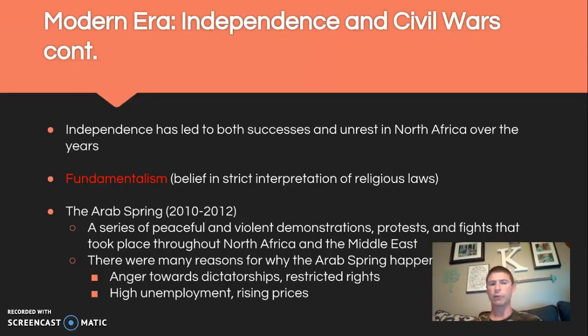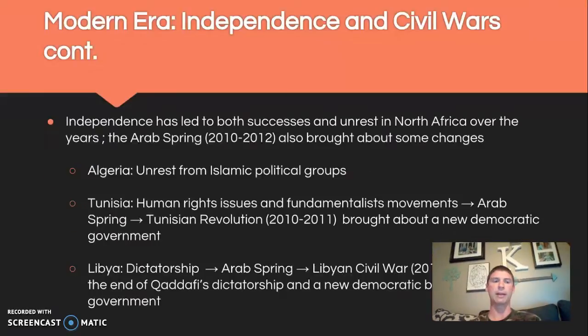The Arab Spring is one of those terms that you probably need to know. It's a series of demonstrations and protests that happened from 2010 to 2012, so a little bit more recent in our study of history. A lot of it, I think, was more of a call for stricter Islamic principles applied to government and society. So a lot of people were calling for that, and that's what the Arab Spring is.